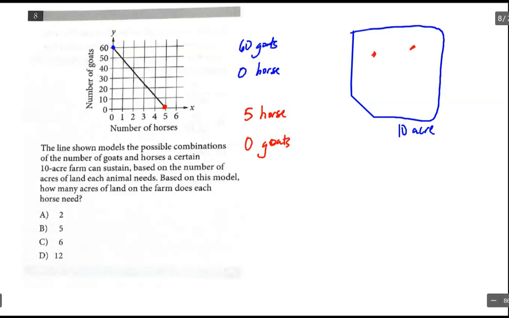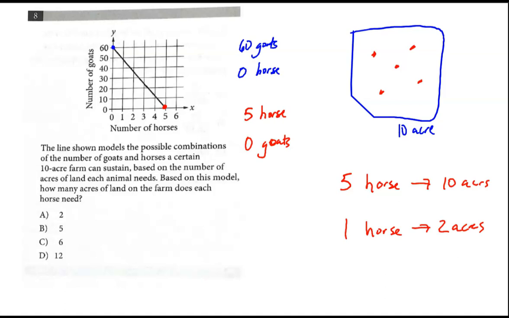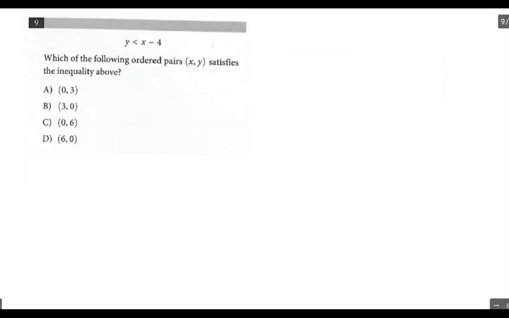All right, so again, I got these 5 horses out here just kind of chilling. So it says, based on the model, how many acres of farm does each horse need? Well, if there's 5 horses for 10 acres, that means 1 horse requires 2 acres. It's kind of a proportion problem. So every horse requires 2 acres by himself. So the correct answer here is A. All right, number 9. Looks like we have an inequality here, and it's a linear inequality.